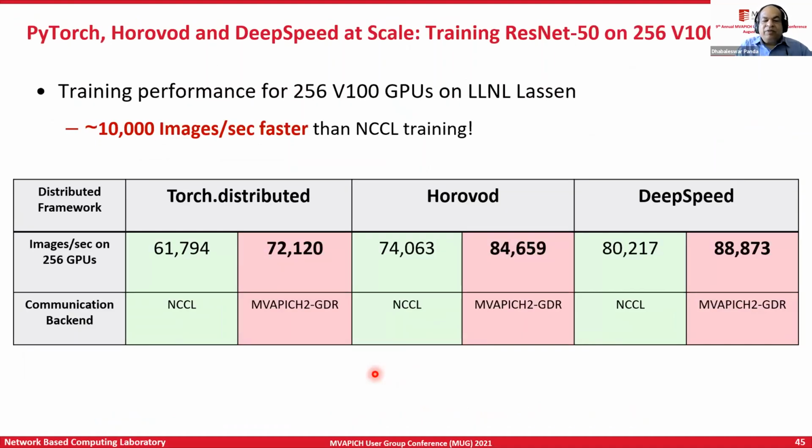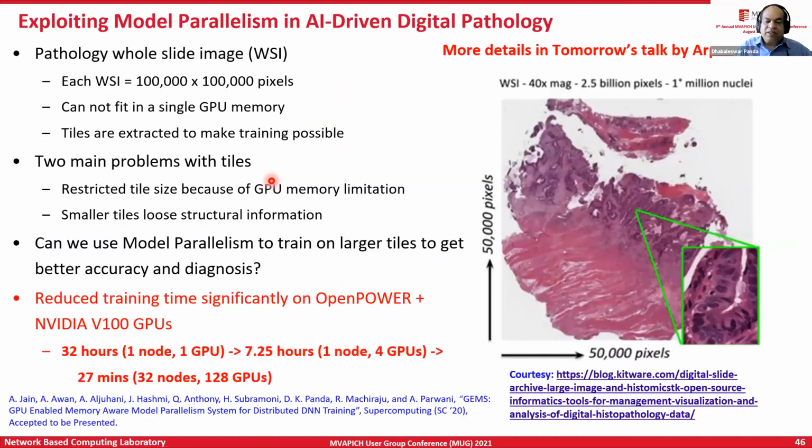With this, we have done some evaluation here. This is running on 256 V100 GPUs on the Livermore Lassen system. Through any of these frameworks, like DeepSpeed or Horovod or Torch Distributed, we are able to give, in fact, almost 10,000 images per second faster training compared to using the NCCL library. So here we are saying the MPI library can optimize all these collectives needed for DL and ML, so the MPI library should be good enough for people to extract higher performance.